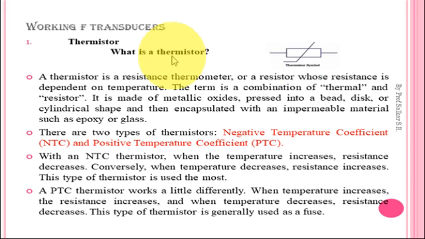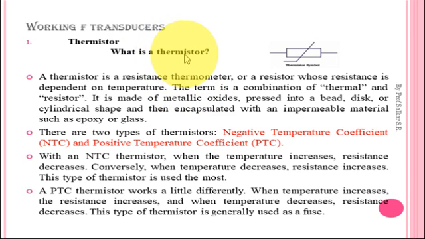The word thermistor can be divided into two parts, thermal resistor. Thermistor is made up of two words combined together, thermal plus resistor. Thermal and resistor combine together to form a single word called thermistor. So a thermistor is a resistance thermometer. As it consists of two words, thermal resistor, it is a type of resistor.